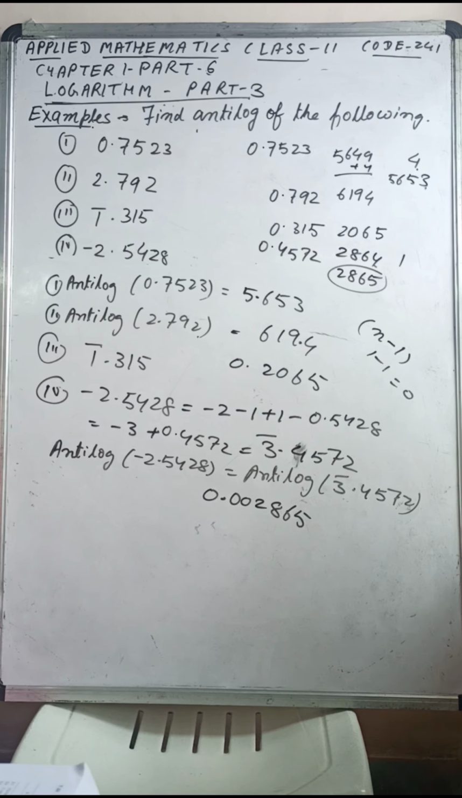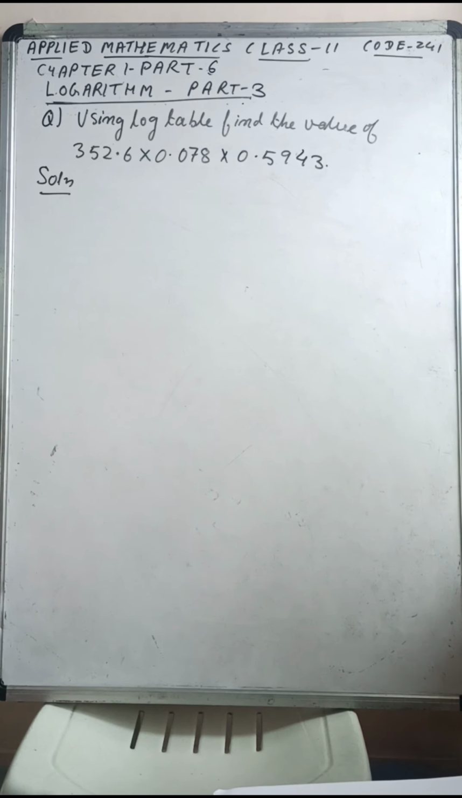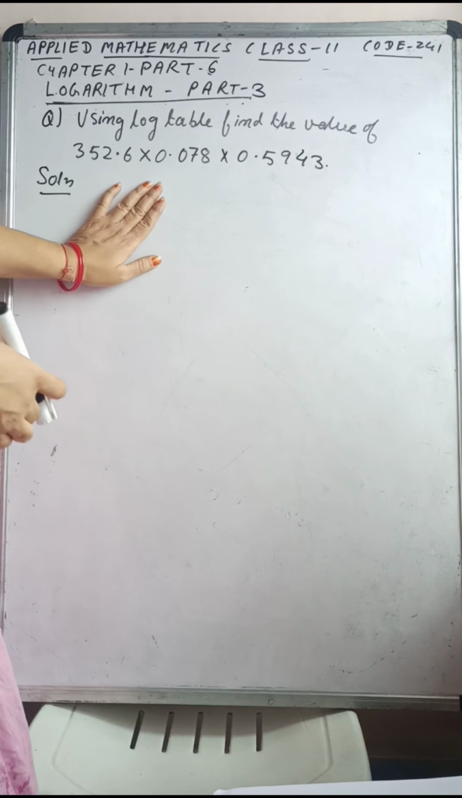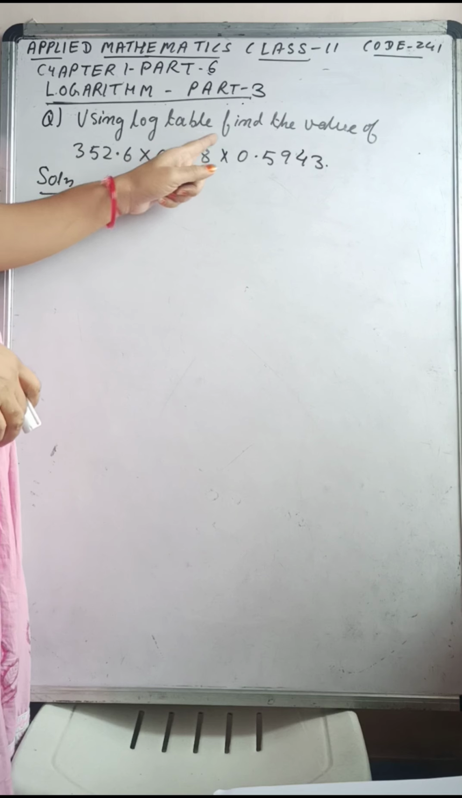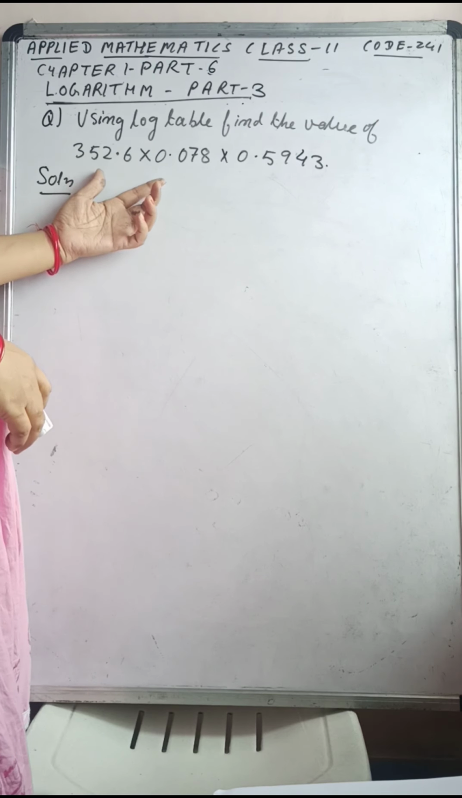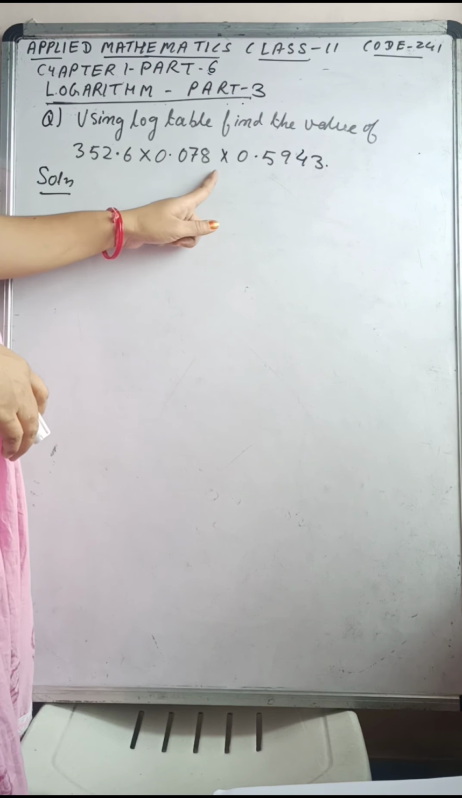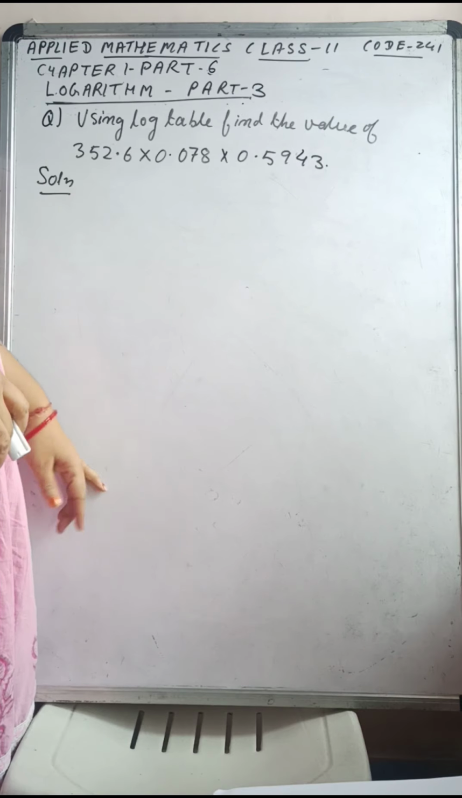So I think you understand how to find the antilog of all types of the decimals which I have written over here. Now a practical example will be given. That is an example which will help you in solving the questions in the question papers. So let us proceed on. So one question I have written over here. Using log table, find the value of 352.6 into 0.078 into 0.5943.